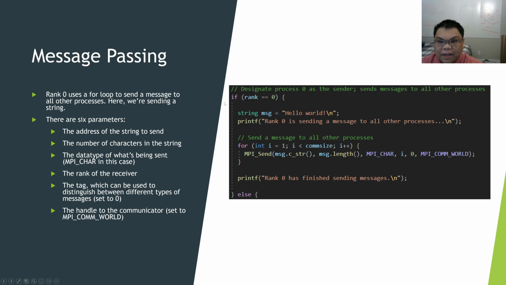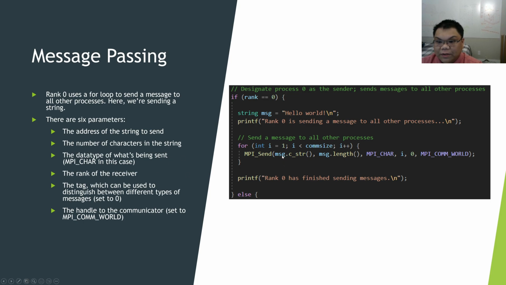This is the first half of the if statement. If rank equals 0, we can send a message to all other processes. Now the function for sending a message is MPI send, and there are 6 parameters. In this case, we're sending a string. So the first thing we need is the address of the string.